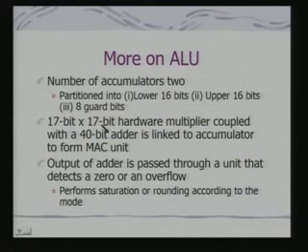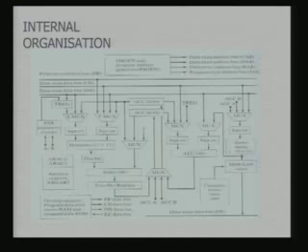Saturation is a requirement for all signal processing operations. Inside, these accumulators are therefore partitioned into lower 16 bits, upper 16 bits and 8 guard bits. And the 17x17 bit hardware is associated with a 40-bit adder, and this 40-bit adder is distinct from ALU, so that you have got an independent MAC unit which is different from that of your ALU. The output of the adder is passed to a unit that detects a 0 or an overflow, so that it can perform saturation or rounding according to the mode or the instruction that is being operated.